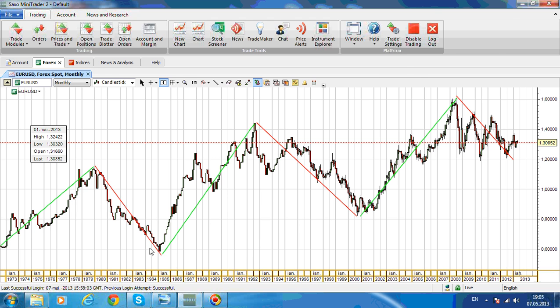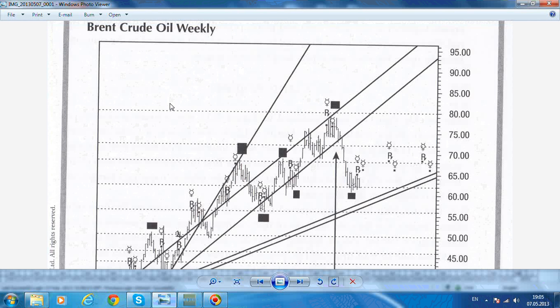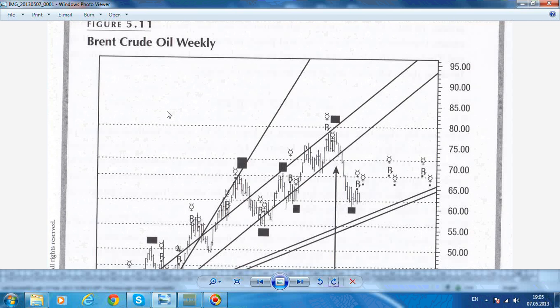Now, for the purpose of showing you an example, I will show you a Brent crude oil chart in this recording. See, this is the Brent crude oil chart. This is from the book that I recommend, and you are seeing the book recommendation in the text in here.